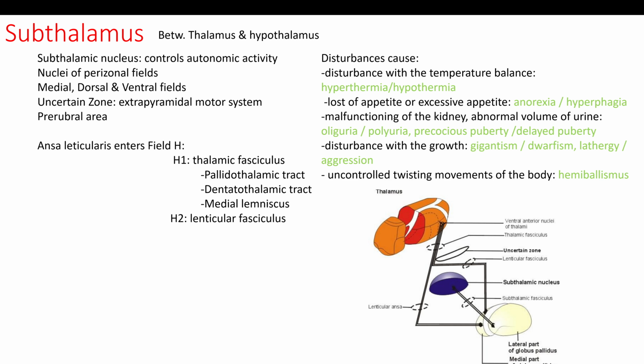Certain clinical comments are important. Disturbances may cause the hypothalamus disturbance of the temperature balance, hypothermia and hyperthermia. Then there's the loss of appetite and excessive appetite, anorexia and hyperphagia. Then the malfunctioning of the kidney, abnormal volume of urine, oliguria, polyuria, precocious puberty, delayed puberty, disturbance of the growth, gigantism, dwarfism, lethargy, aggression, uncontrolled twisting movements of the body, hemiballismus.